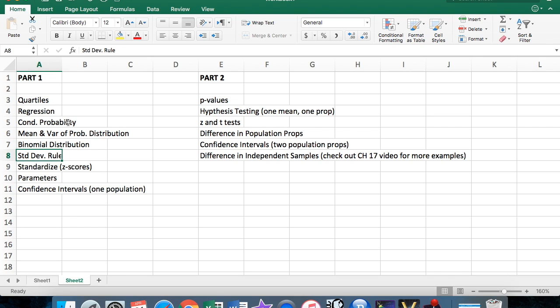The standard deviation rule, we'll go over that, how to standardize and get a z-score on something, and then parameters, of course. So a parameter and a statistic. Remember, a parameter is a population data value. So like your population mean or your population standard deviation, that would be a parameter, right? And then statistics are what you get from your sample. So you think population is parameter, sample is statistics, right? We'll talk a little bit about that. And then lastly, for the first video, it'll be confidence intervals looking at one population.